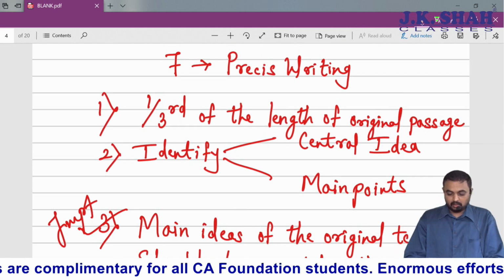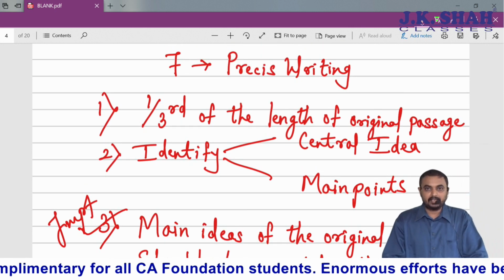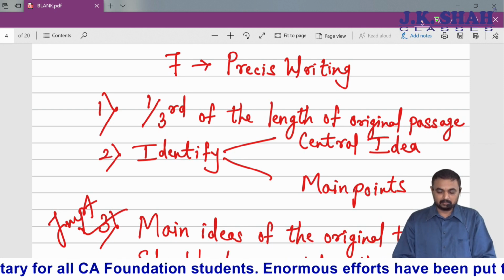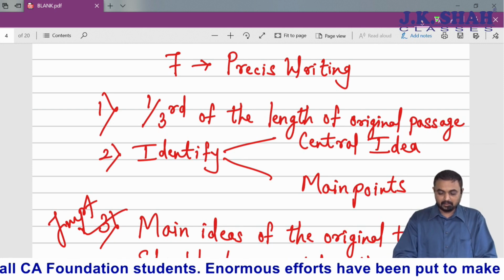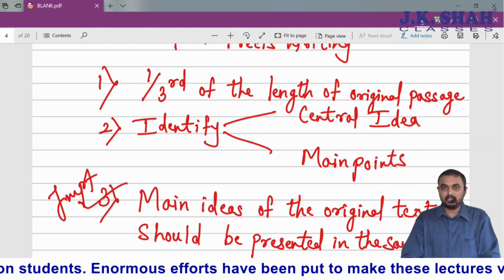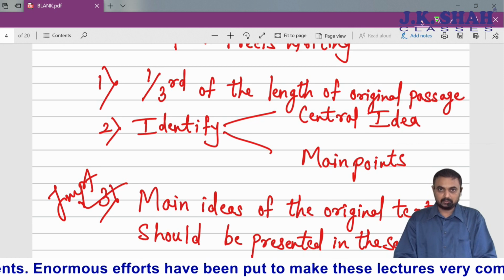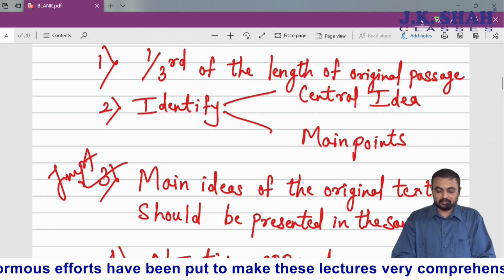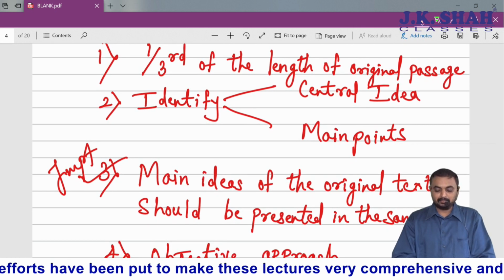Second, you need to identify the central idea and the main points. It is compulsory that in that 1/3 of the content you are covering all the main points related to the topic. Also, the central idea is expressed clearly.